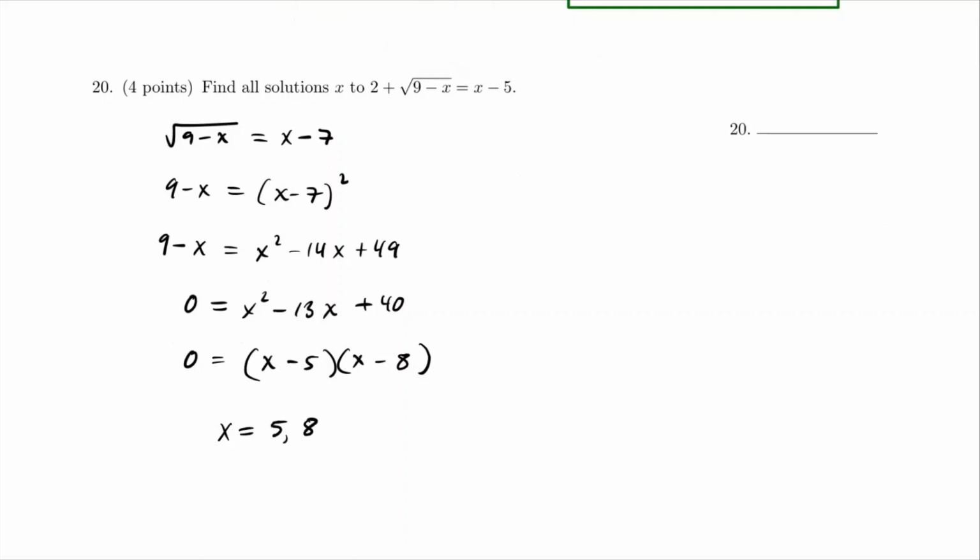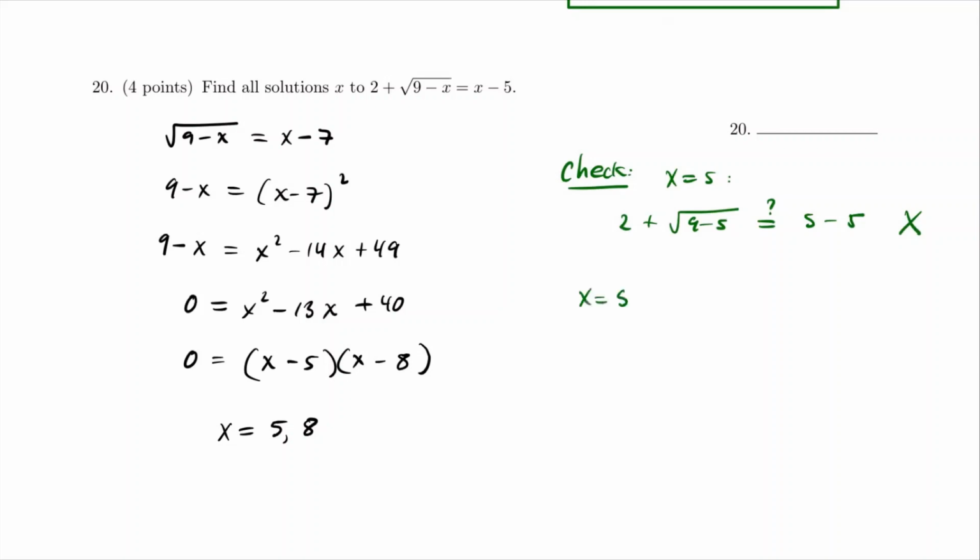But we have to check. So let's plug these into the original. Again, for radical equations, you want to make sure your answer makes sense. So always do check. If x equals 5, you get 2 plus square root of 9 minus 5. We want to know if that's equal to 5 minus 5. Well, this is not going to be true. You'll see that on the right-hand side, we have 0, but on the left-hand side, we have a real value other than 0.